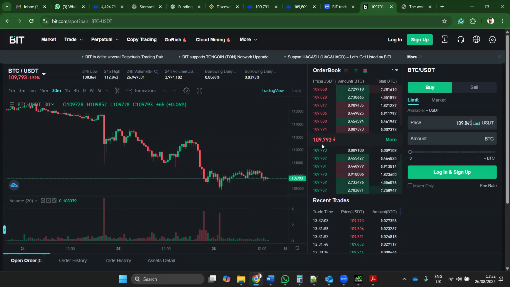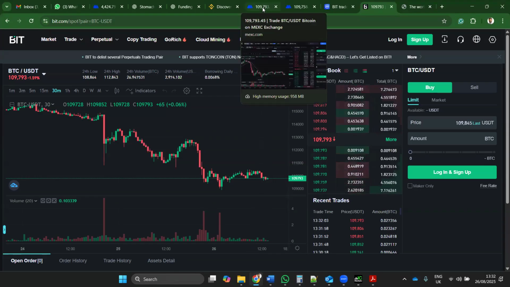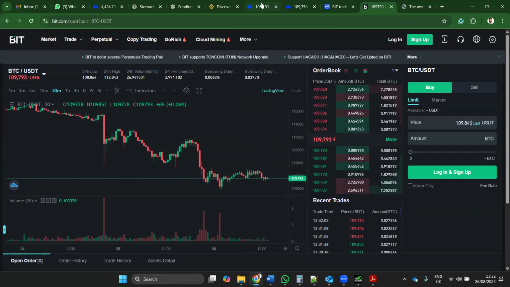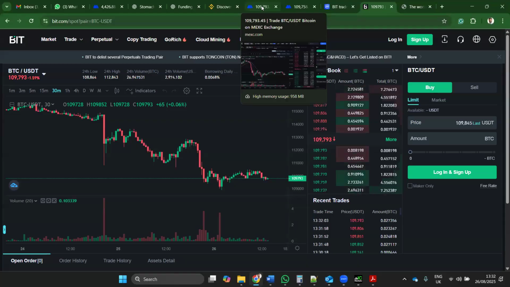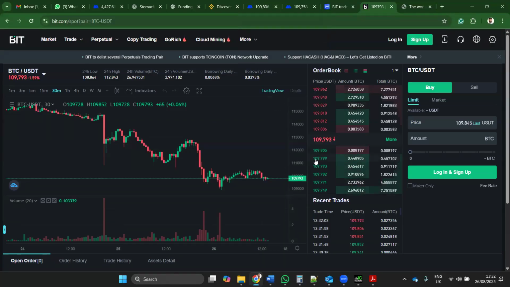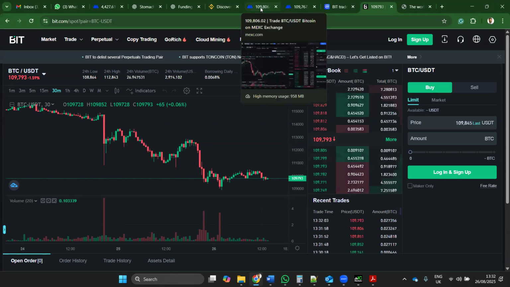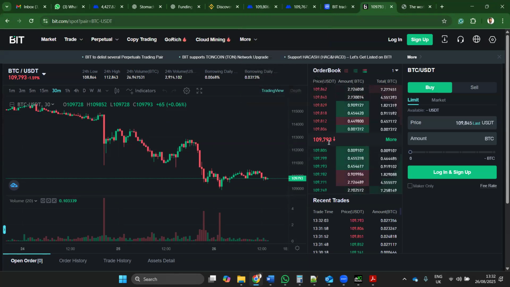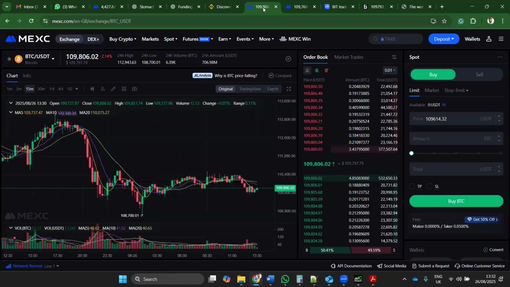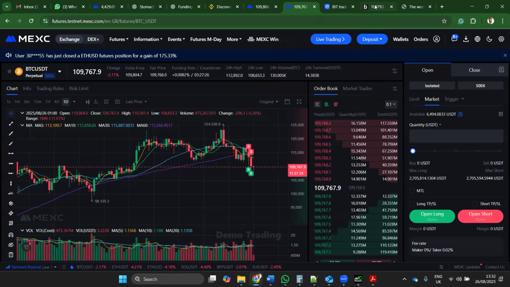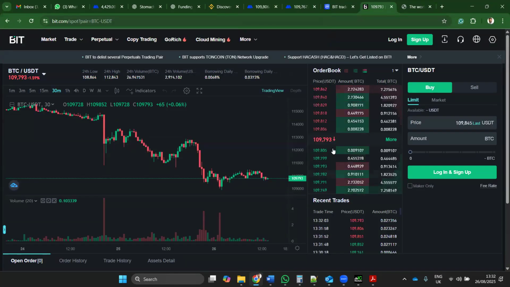You got 109,793. It suddenly got matched up. So that means somebody has done a trade to match the price. Now 806, there's a few dollars difference. You see, it's 793 here. Here it is 803. A few dollars difference.